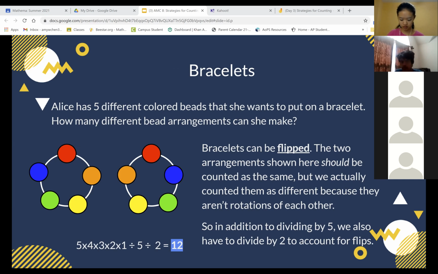You don't count flips, and tables are different. They're counted as different things, so those 2 arrangements would be different. You can't flip a table. So yeah, you can do 5 factorial divided by 10.